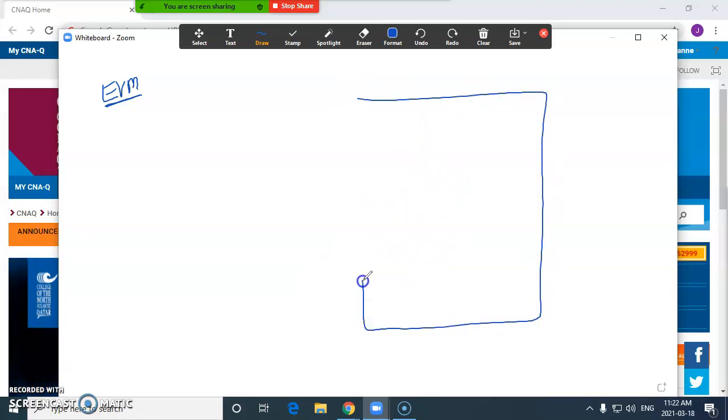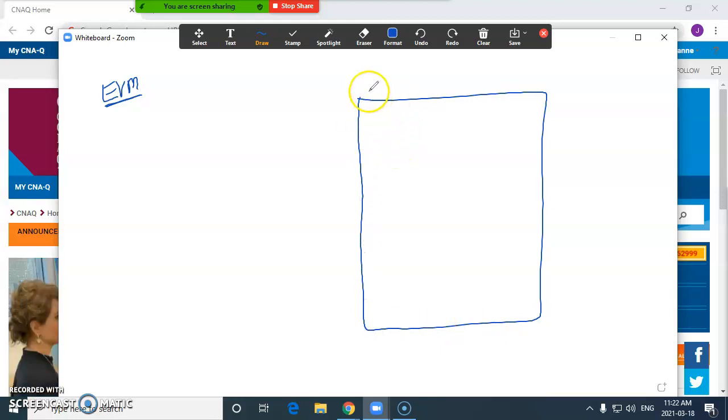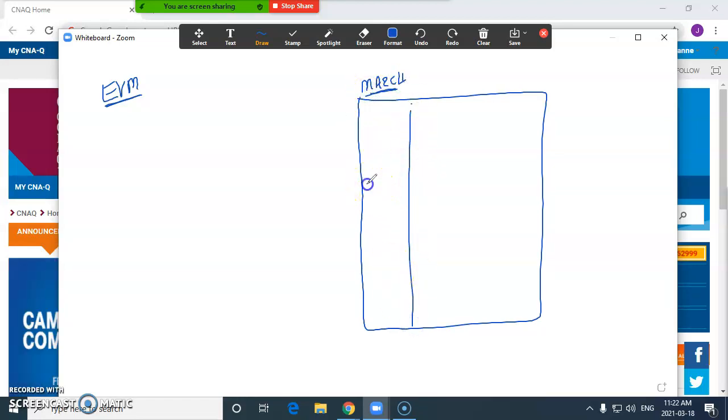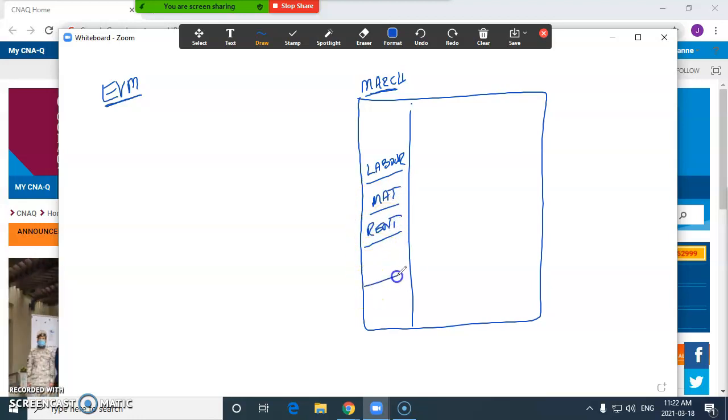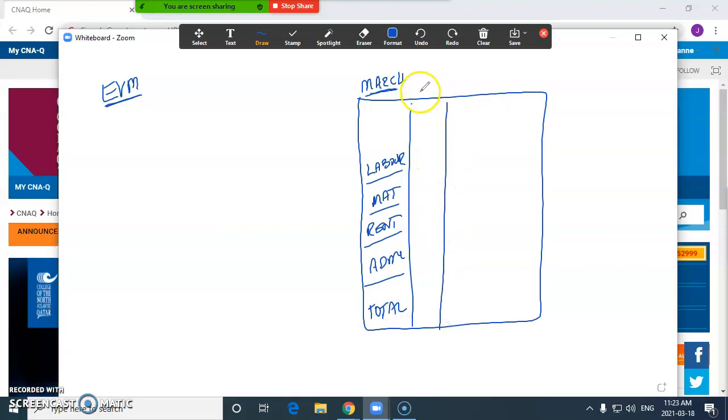If you were to just have a regular budget variance report, pretty common, you probably have the monthly on your project. It would have your costs, so labor, materials, could be rent, could be admin, and then there would be a total, okay? And then you'd have your actual costs here.